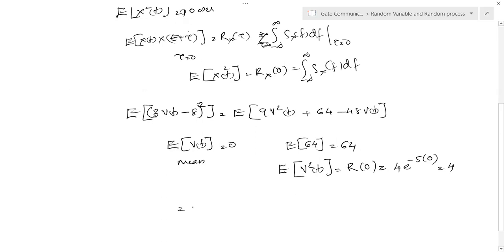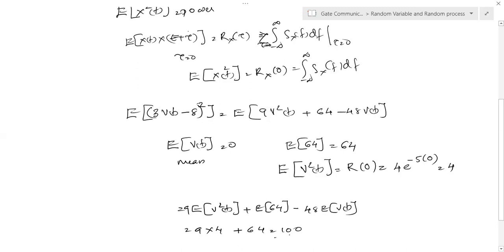And now we can apply the result. So it becomes 9 into expectation of v square of t plus expectation of 64 minus 48 into expectation of v of t. Okay, if you apply the result, it becomes 9 into 4 plus 64. So you'll get 100. So 100 watts is the power.